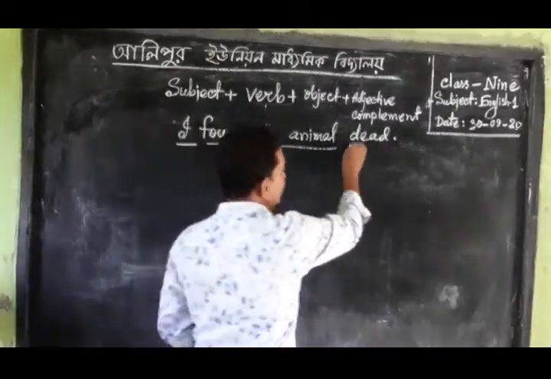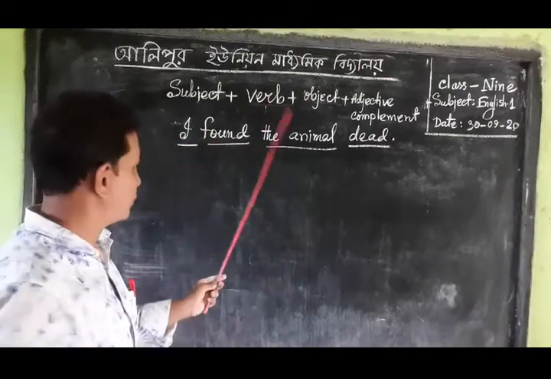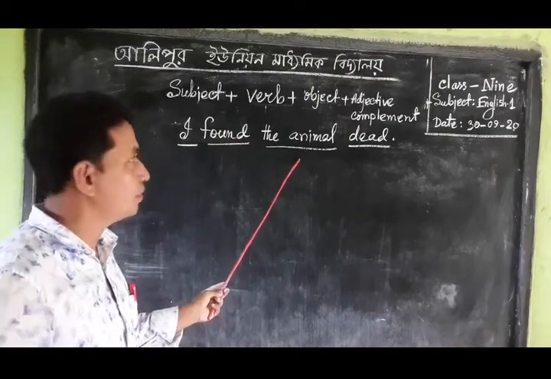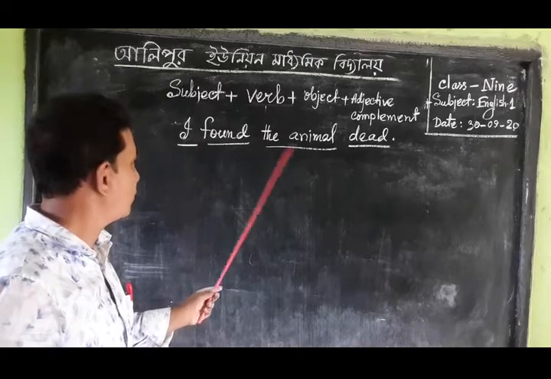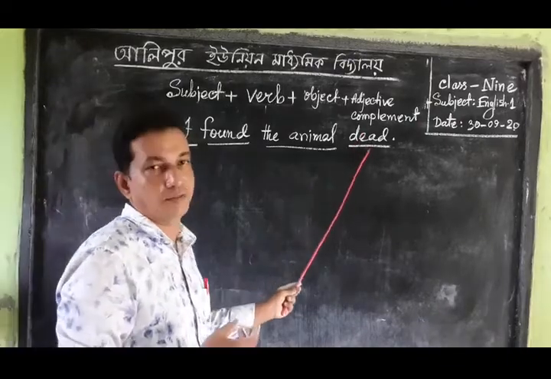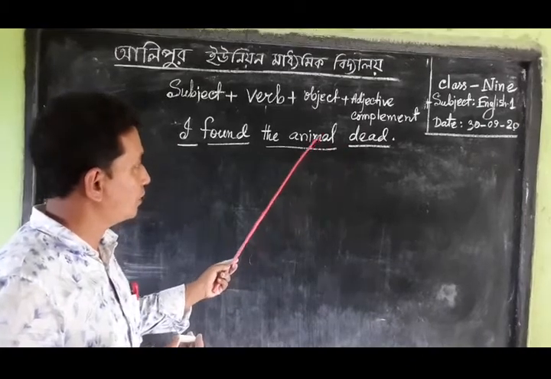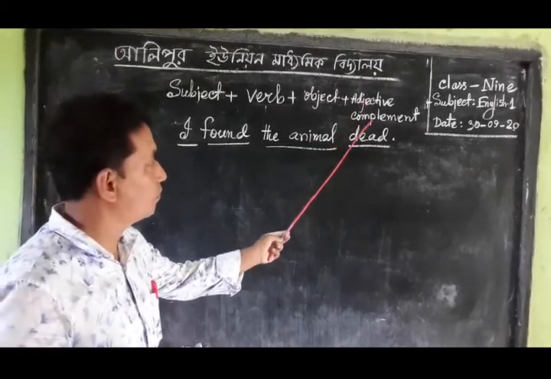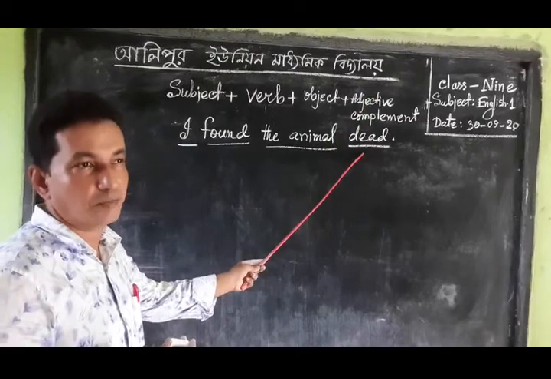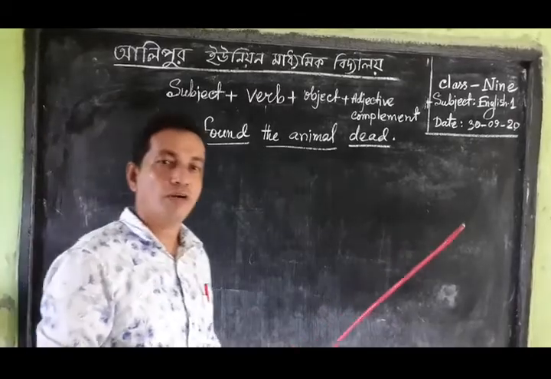And dead is an adjective, and it is a complement, because if I stop here at animal, then this sentence is not complete: I found the animal in what condition? I found the animal dead, because the animal is dead. So this sentence is complete after using the complement, and it is also an adjective. So it is called adjective complement. When an adjective stands as a complement, it is called adjective complement.